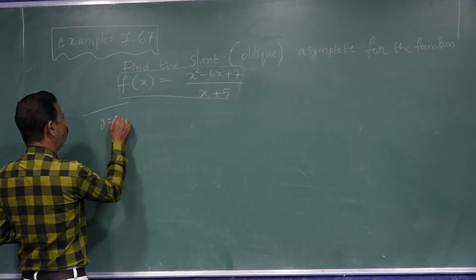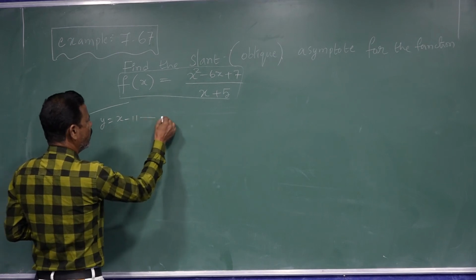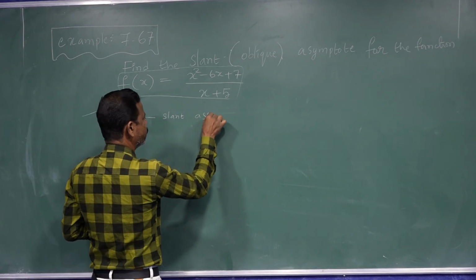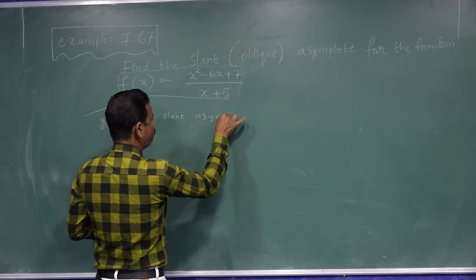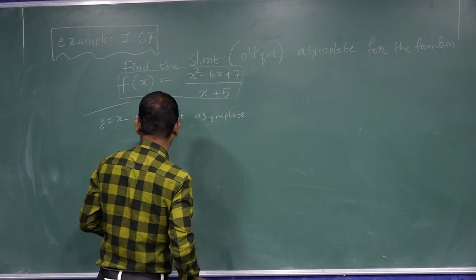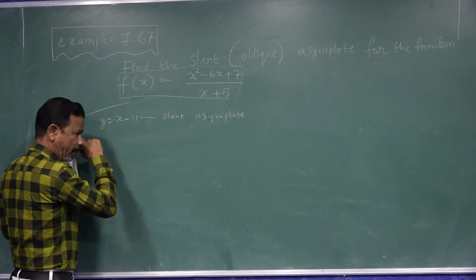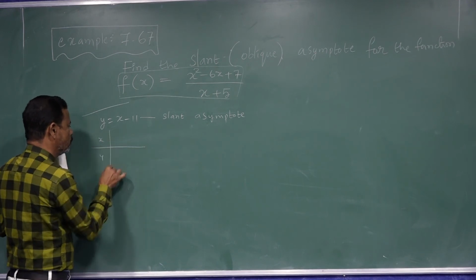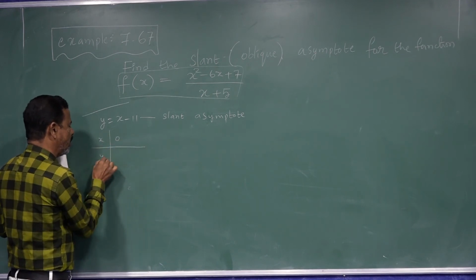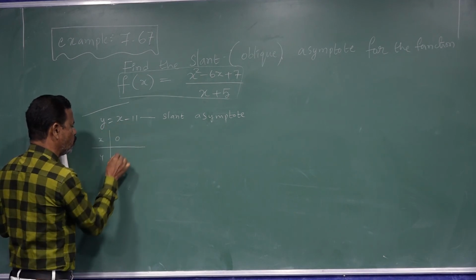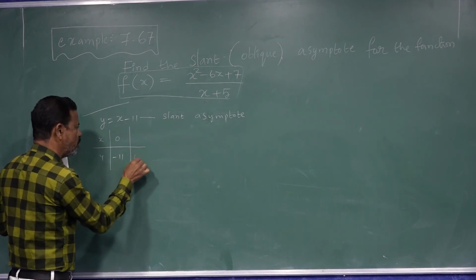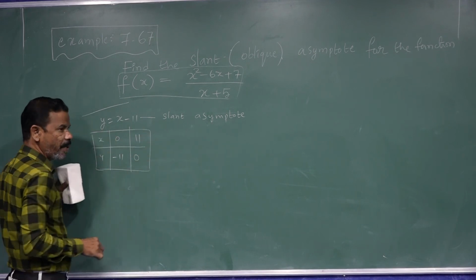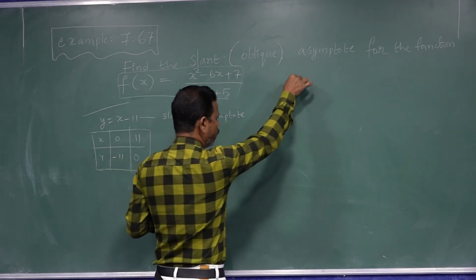So y is equal to x minus 11 is the slant asymptote. So in this line, how is it? Take the table x, y. Put x is equal to 0, then y is what? x is equal to 0 means y is equal to minus 11. If y is equal to 0, x is equal to 11 coming. Okay, we take the graph roughly.